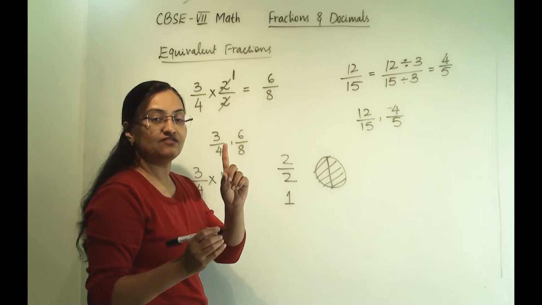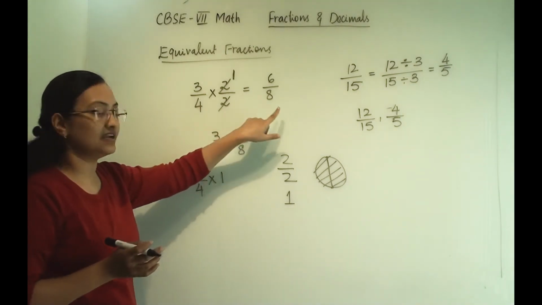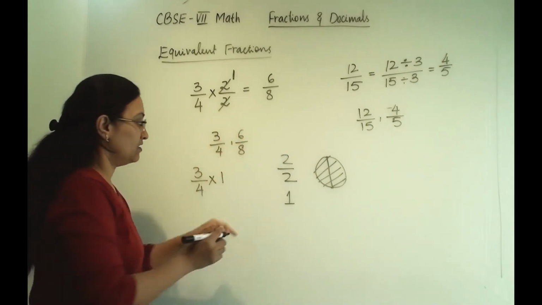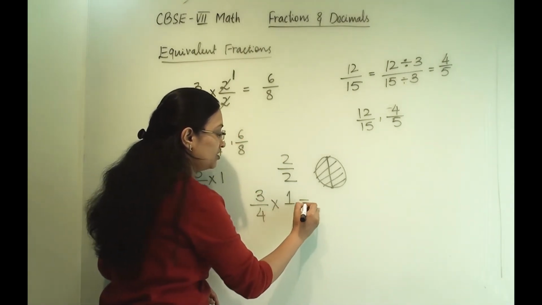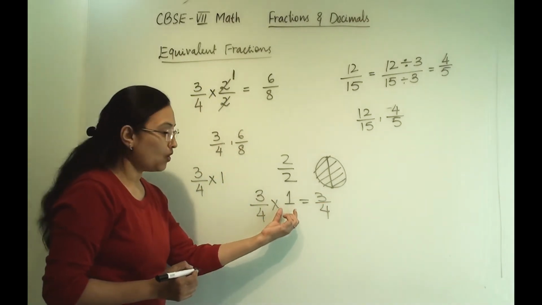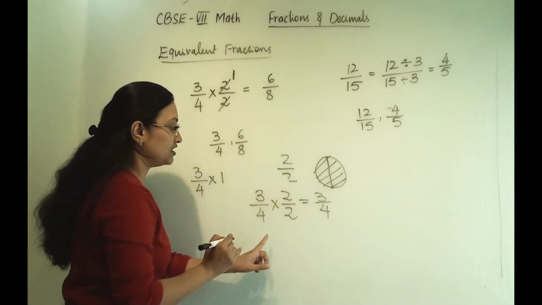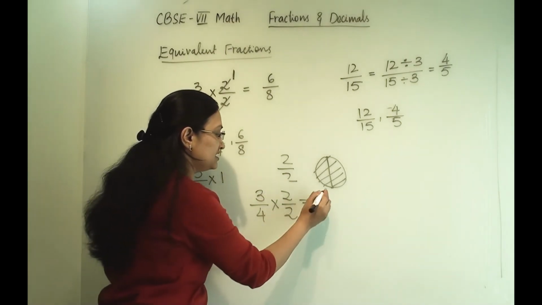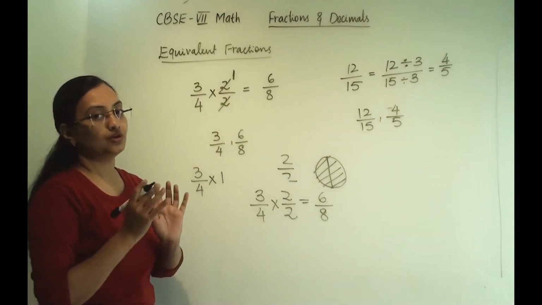So when we multiply 1 with any fraction, we get the same fraction. If you multiply 3 by 4 with 1, you will get 3 by 4. But instead of 1, what are we taking? 2 by 2. So here our equivalent fraction is 6 by 8. This is the concept of equivalent fraction.